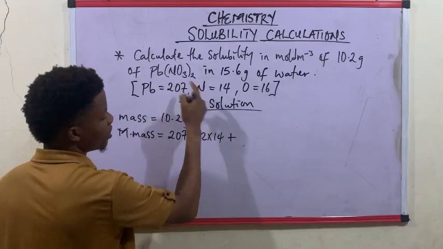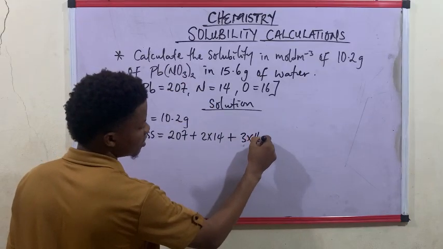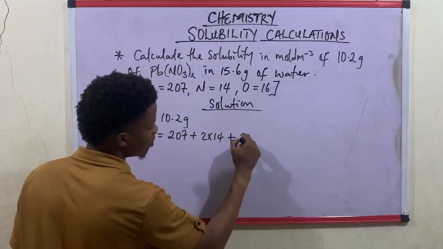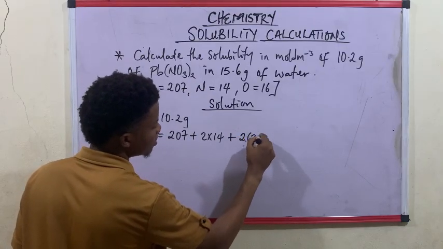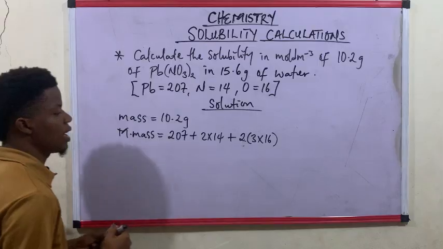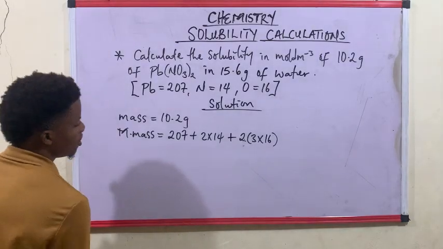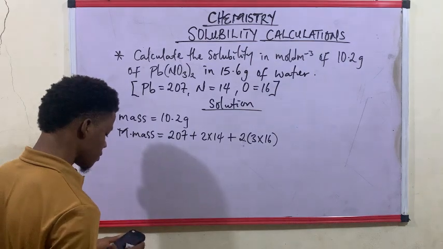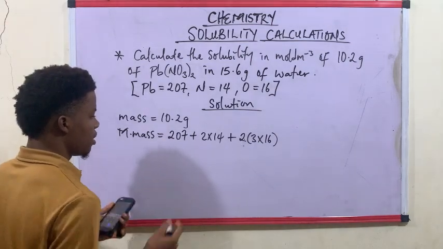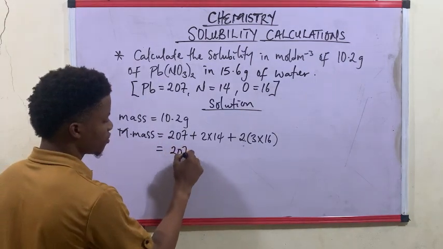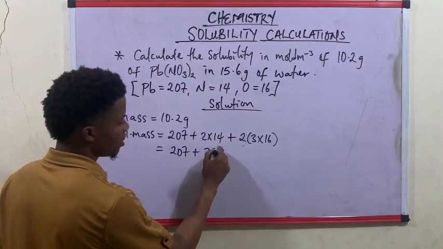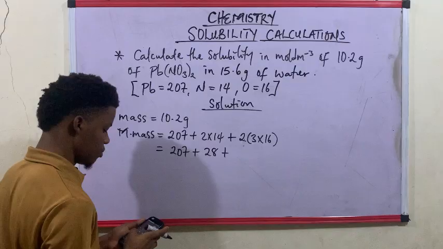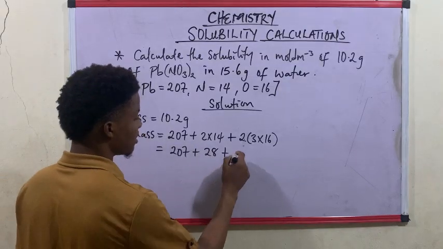Or let me just do it this way. 3 times 16, let me put these 2 outside. So we have 2 open bracket 3 times 16. It's better like this. So when you do this, what we are going to have here is 27 plus 28 plus 3 times 16, which is 48. Then 48 times 2, that's 96.